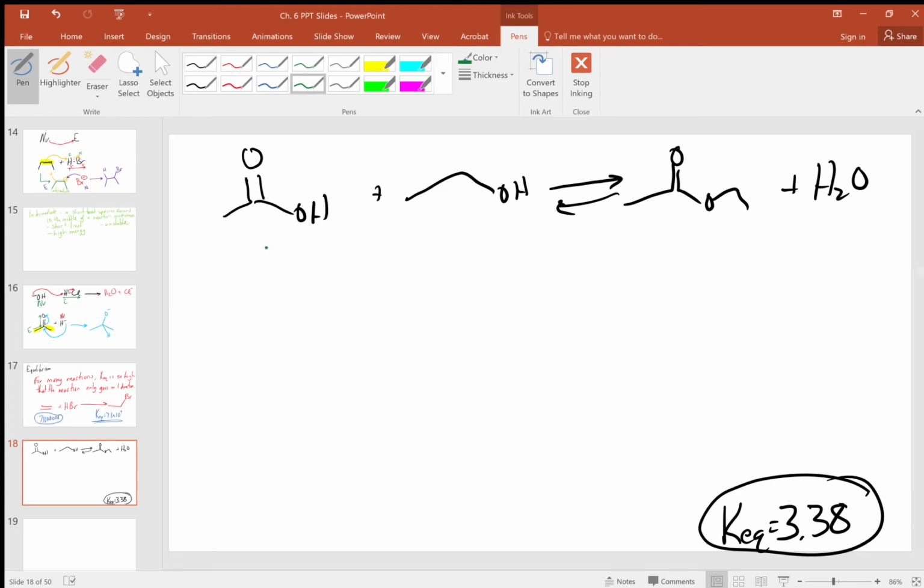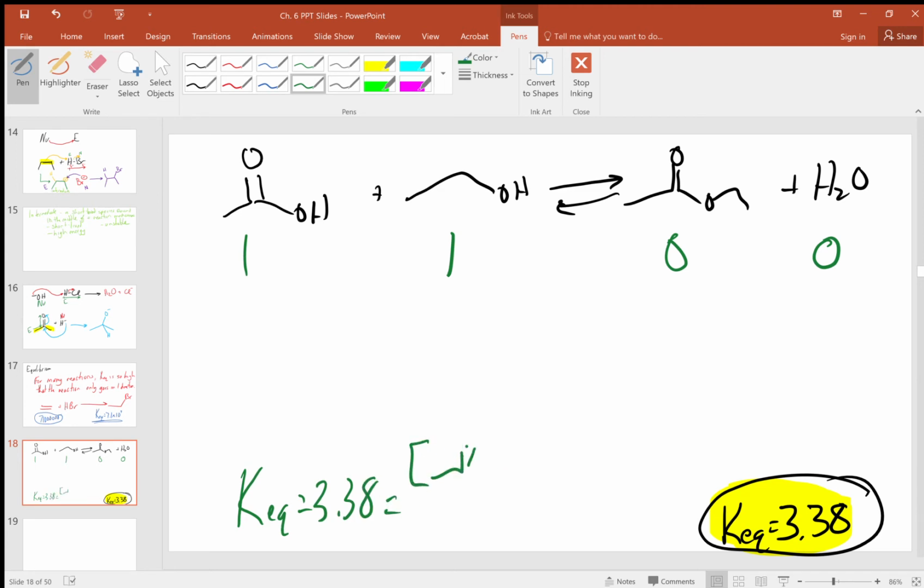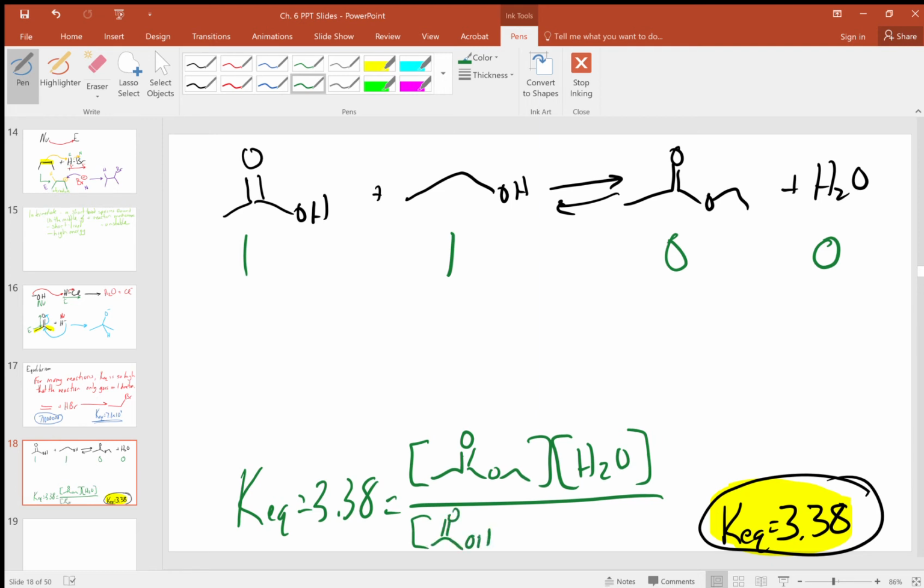In fact, we could ask the question, if we had 1 mole of the acid and 1 mole of the alcohol and we started with none of the products, how much product would we form at equilibrium based on this equilibrium constant? Well, we can write an equilibrium expression, which is the concentration of the ester times the concentration of the water, divided by the carboxylic acid times the alcohol.